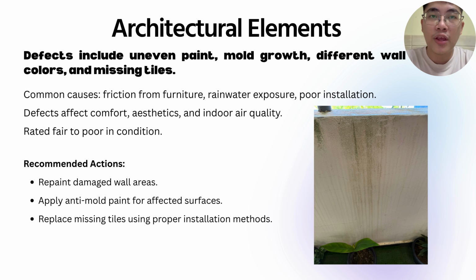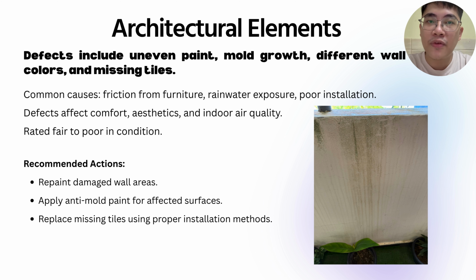So the next part will be about architectural elements. When it comes to architectural elements, the inspection reveals several minor but noticeable issues. These include uneven wall paint, mold growth, wall discoloration, and missing tiles. Uneven and damaged wall paint is often caused by frequent friction from chairs, while mold is a result of rainwater exposure, especially on higher floors.